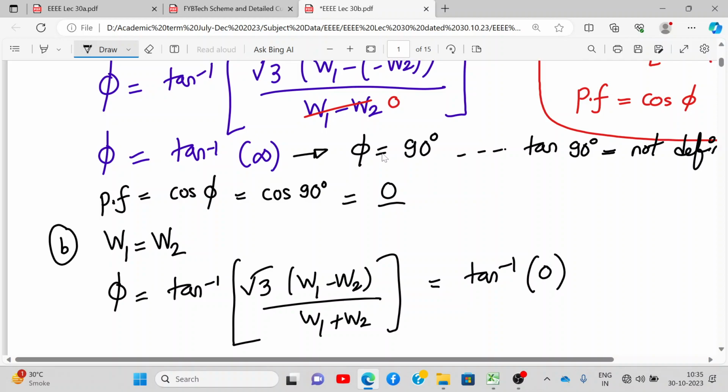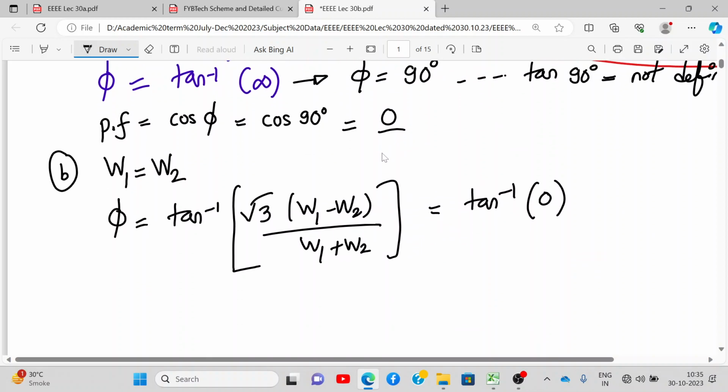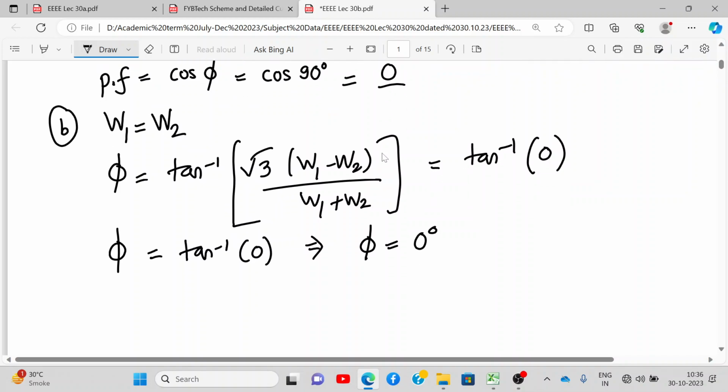Why 0? The numerator cancels out because W1 is equal to W2. So phi will be tan inverse of 0. What is tan inverse of 0? Phi will be 0 degree. And if phi is 0, what is the power factor? Cos of phi, which is cos 0, which is 1. For the second case, the power factor is 1.